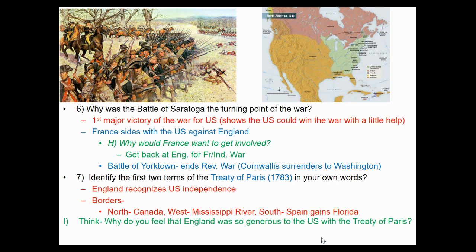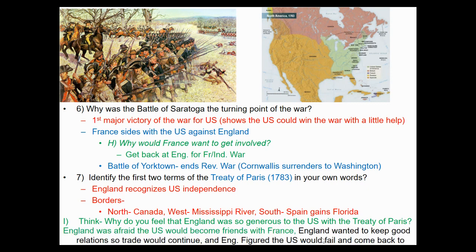And the reason why England was so generous in giving America more land than they were actually asking for is that one, England was afraid that the United States would become friends with France. Our new BFF is France. And Britain's like, look, we still want to trade with the colonies. They're our number one trading partner, right? So they want to keep good relations so trade would continue.